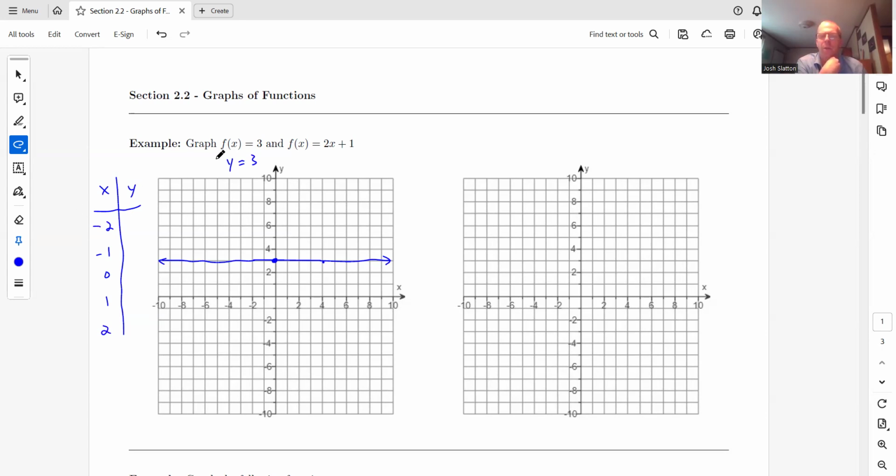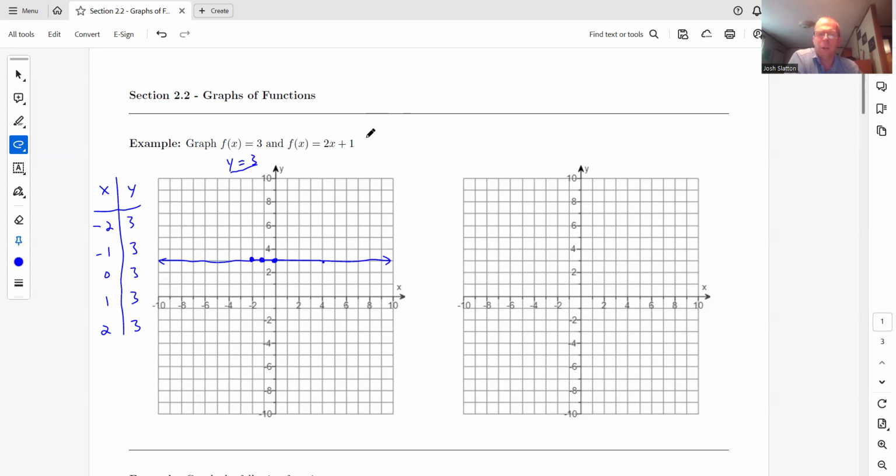So when x is -2, y is going to be 3. And so we can plot that point, -2, 3. When x is -1, y is 3, so we can plot that point, -1, 3. When x is 0, y is 3. And all the way down, y is going to be 3. No matter what x is, y equals 3. It's just definitionally, in this case, y equals 3. So 1, 3, 2, 3, 3, 3, 4, 3, and so on. And that's how you can plot the points to give you the horizontal line.